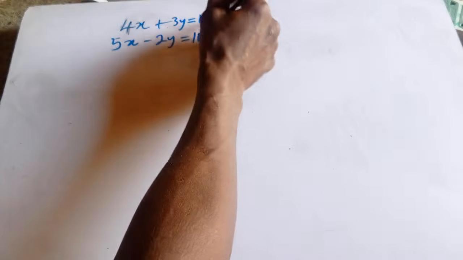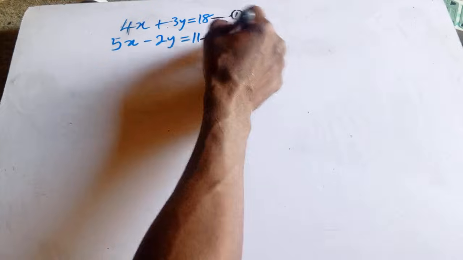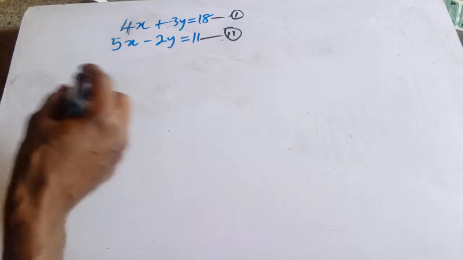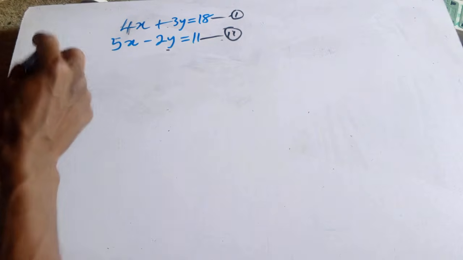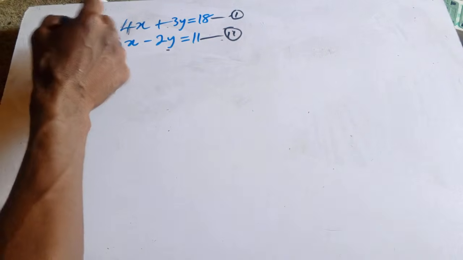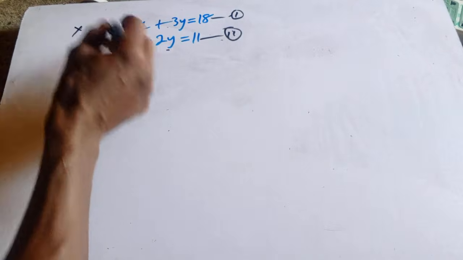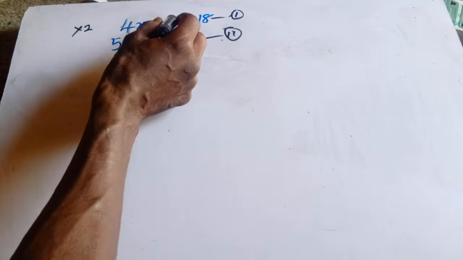Firstly, the two equations are given. We're going to name this equation 1 and this equation 2. Then firstly, we are going to eliminate y or x. Okay, let's eliminate y. Then we are going to multiply equation 1 by, let's say, 2, and equation 2 by 3.